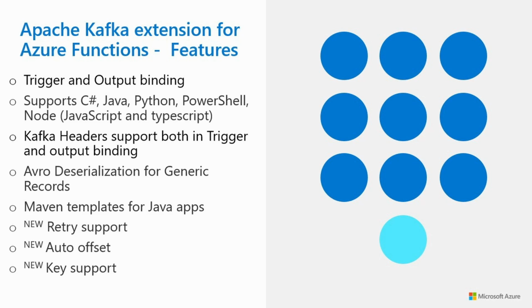Also do note that the retry policy for the Kafka extension is not supported for .NET in-proc and out-proc applications. This is only supported for languages such as Java, Node, PowerShell, and Python in both triggers and output bindings. Like I said, this is recently launched, so hopefully, if you point to the latest build, you'll get the benefits of this feature.